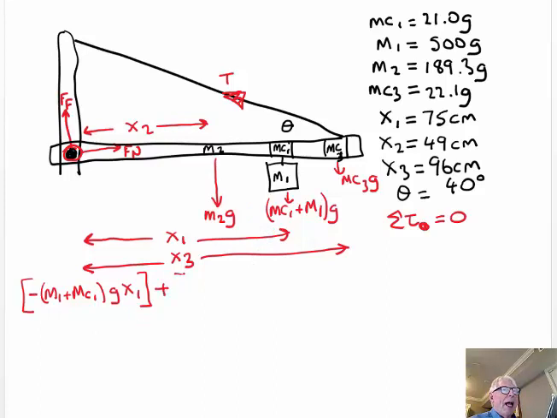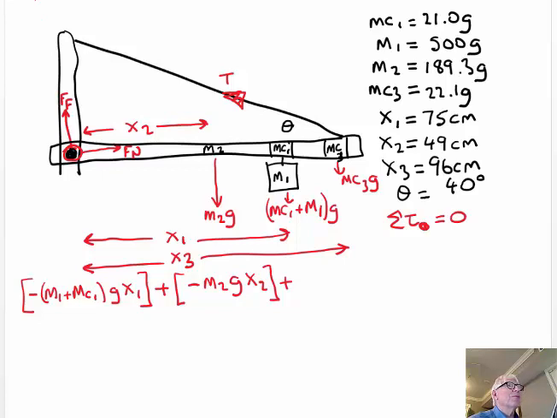We're summing, so we add, and then we go to M2. It's going to be just M2 times G times X2. That is also turning our ruler around the axis in a clockwise direction. So that's also going to be negative, added to.